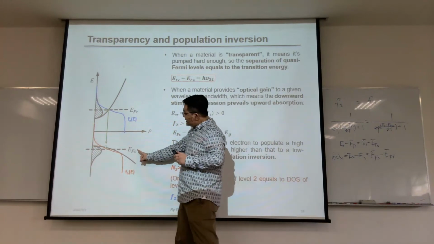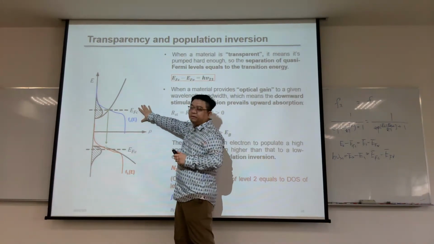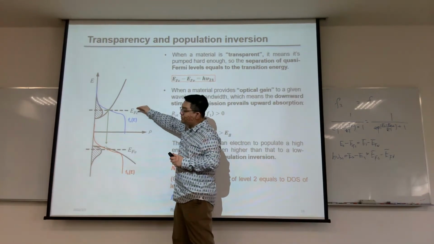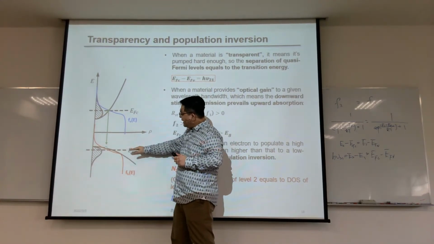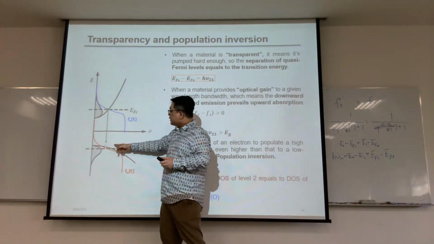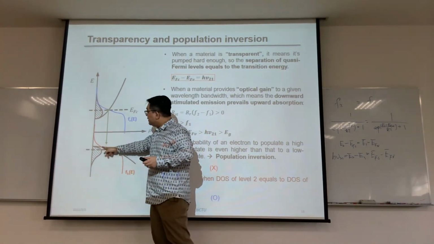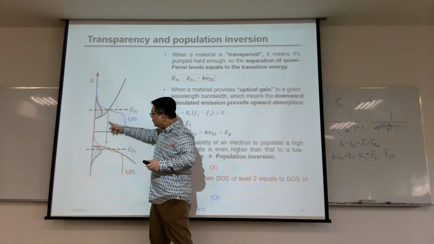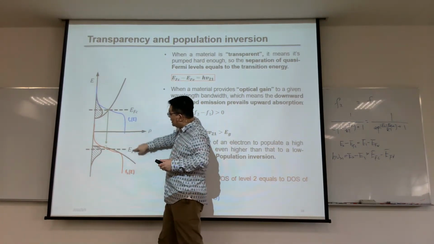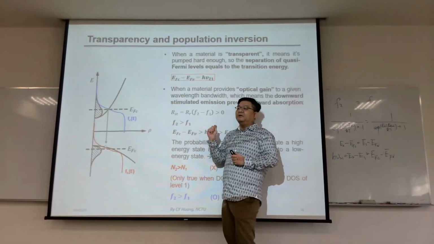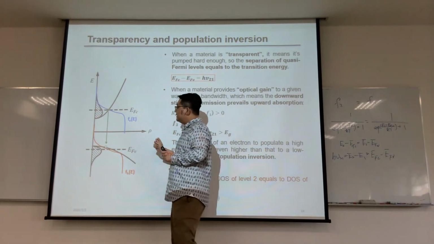Let's consider the case that the semiconductor is excited to Fc at some level and Fv at some level, for example, like this. Then for any vertical transition where the transition energy equals the separation of the Fermi levels, it's transparent.